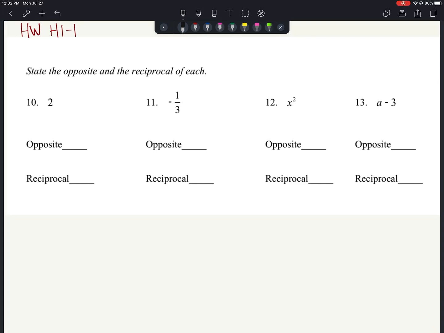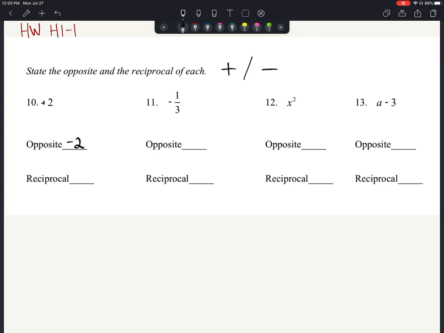Well, remember, opposites are always going to be like, if you've got plus, which is positive, or minus, which stands for negative. So if I have two opposites here, for instance, my 2 on number 10 is a positive 2. So the opposite of a positive 2 would be a negative 2. So I'm going to put negative 2 down as the answer for the opposite.